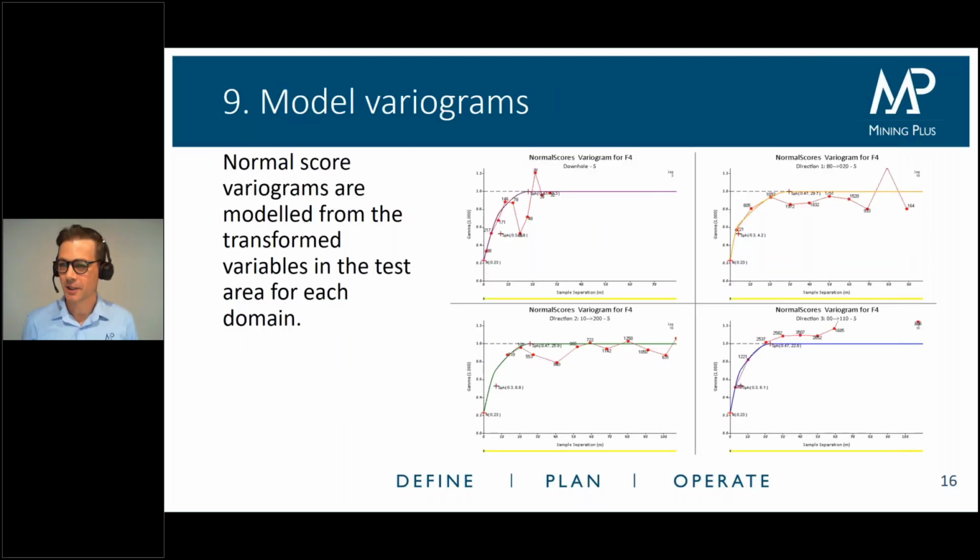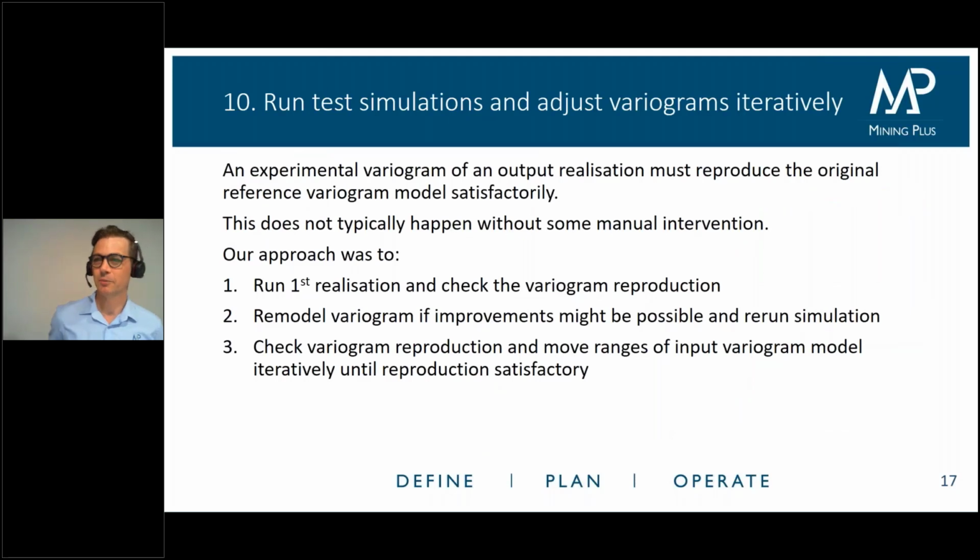Next is to model the variograms, and that's all pretty straightforward, so I'm not going to spend any more time on that. But the next step was a little bit more complicated. An experimental variogram of an output realization must reproduce the original reference variogram model satisfactorily. And that doesn't typically happen without some manual intervention.